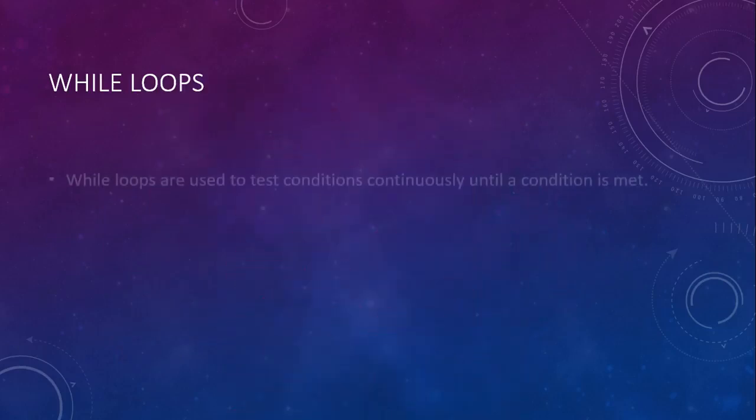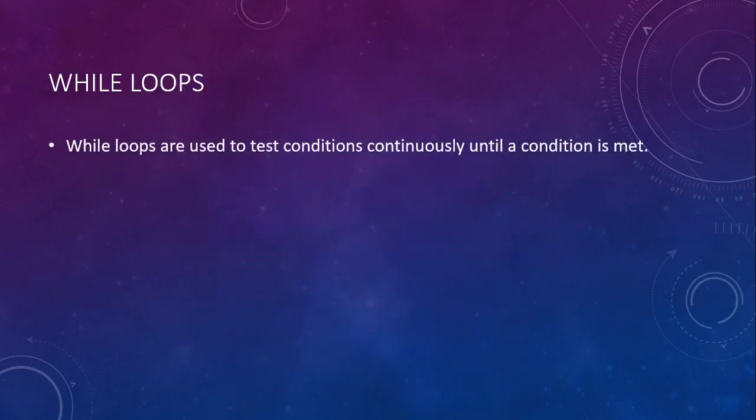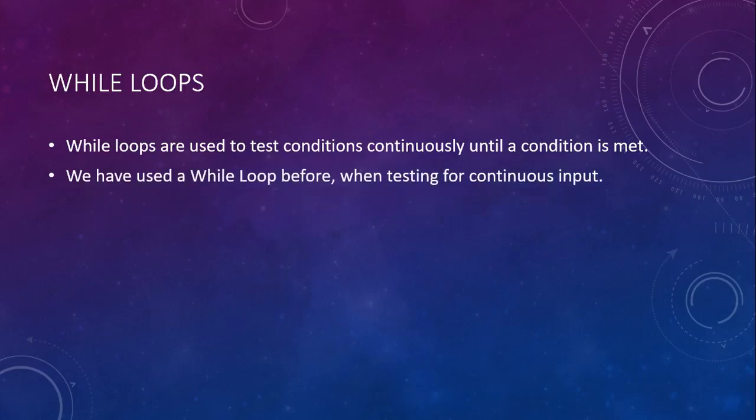So let's first talk about a while loop. Now, while loops are used to test conditions continuously until a condition is met. I mean, that's the whole purpose of a loop, is to test things over and over again, keep going and going and going. Now, we have used a while loop before when we were testing for continuous input. Remember I said, don't worry about how to construct the while loop, just put it in as it is. Well, now we're going to start worrying about how you make these different loops.